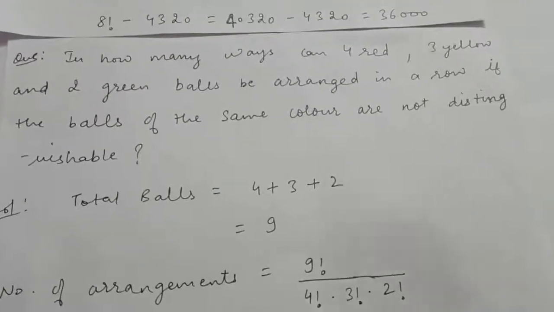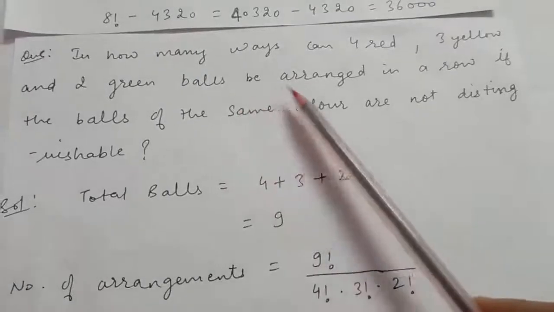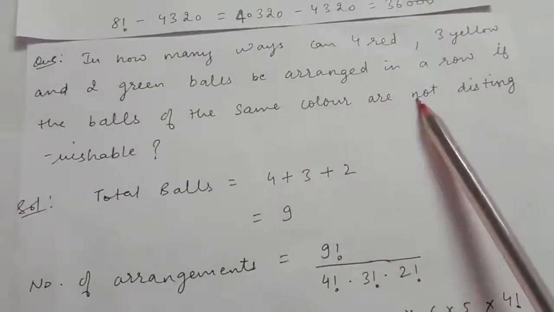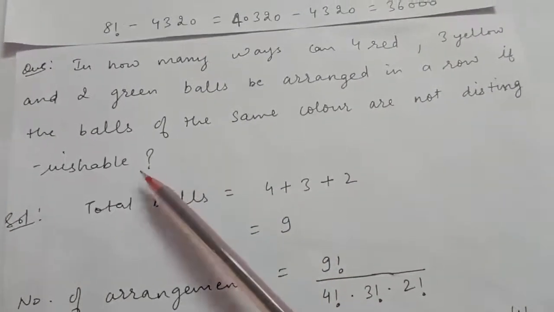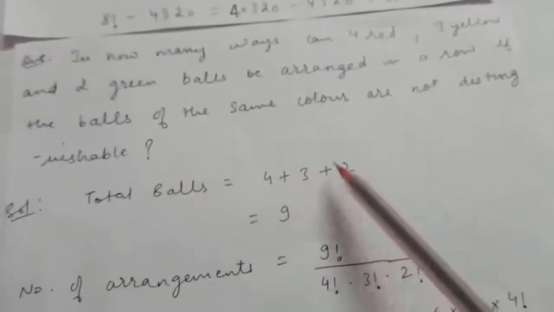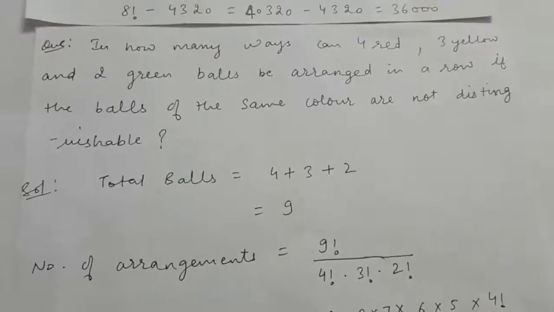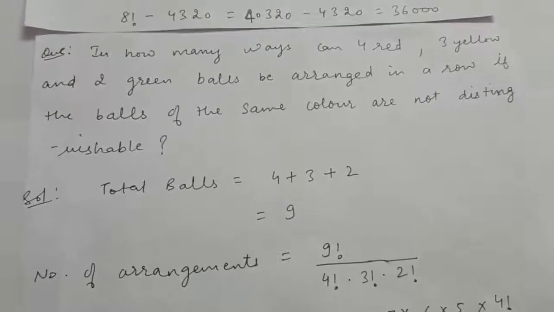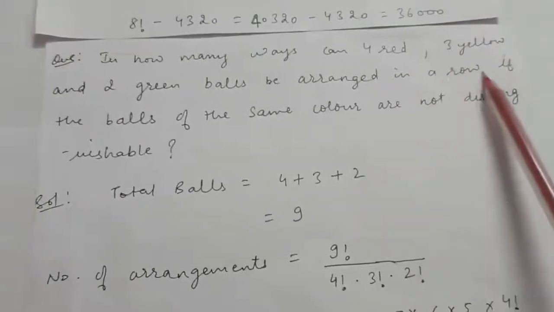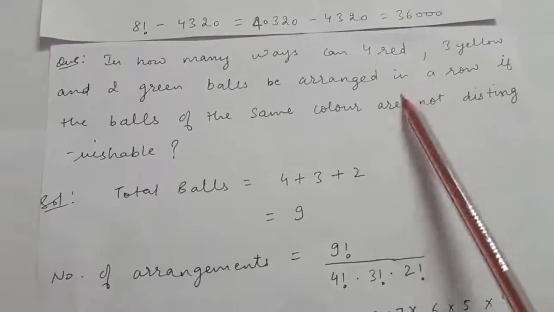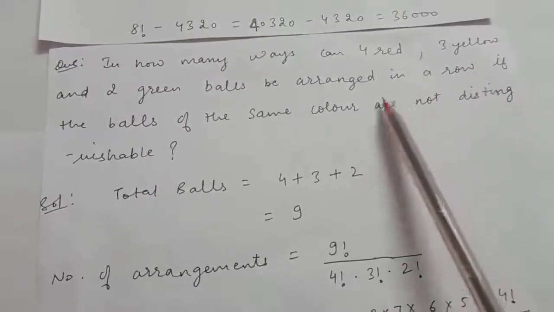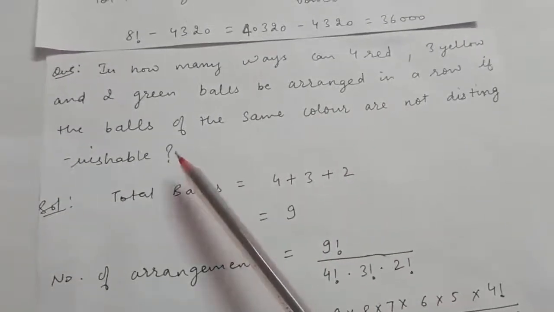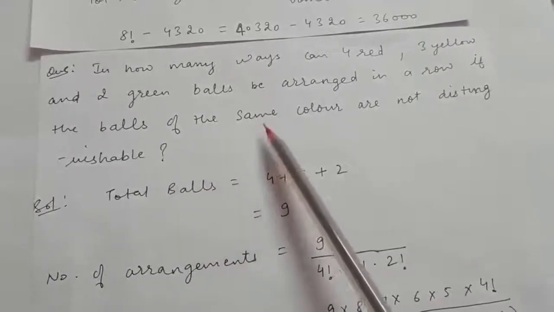In how many ways can 4 red, 3 yellow and 2 green balls be arranged in a row if the balls of the same color are not distinguishable? That is, in total we have 4 plus 3 plus 2, 9 balls, out of which 4 are red, 3 are yellow and 2 are green, right? They have asked how we can arrange them in a row, so this is a question of permutation, right? But because they have said that balls of the same color are not distinguishable, there is no difference in the balls of the same color.